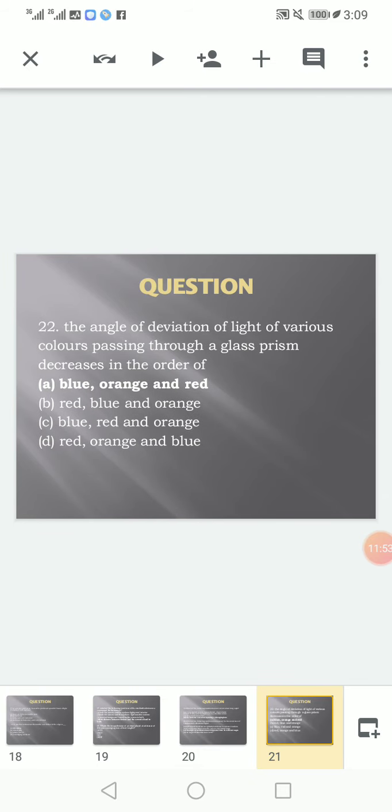The angle of deviation of light of various colors passing through a glass prism decreases in the order of blue, orange, and red. Again, I repeat, the angle of deviation of light of various colors passing through a glass prism decreases in the order of blue, orange, and red.